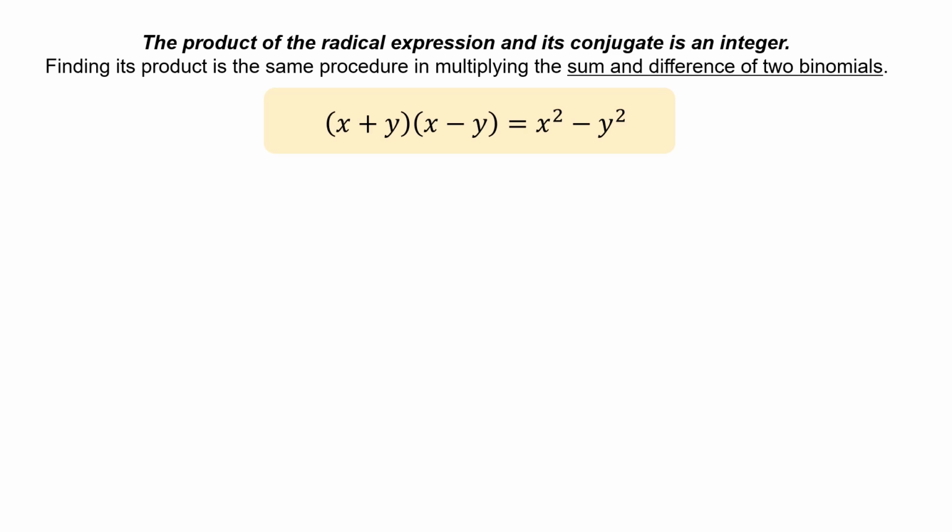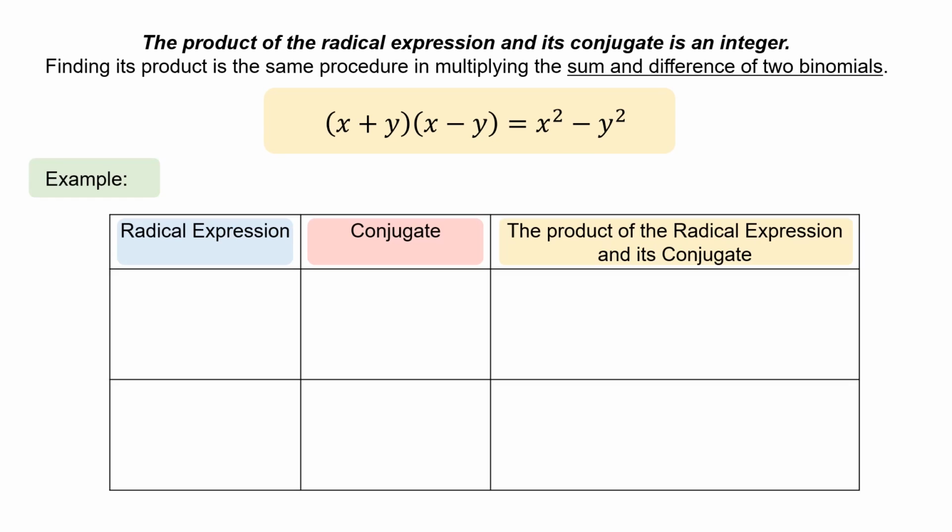The product of the radical expression and its conjugate is an integer. Finding its product is the same procedure in multiplying the sum and difference of two binomials. Ayan, yung rule na nandoon sa yellow box natin. Naalala nyo ba yan? So, let us have some example. Let us find the product of the radical expression 3 plus the square root of 2 and its conjugate.